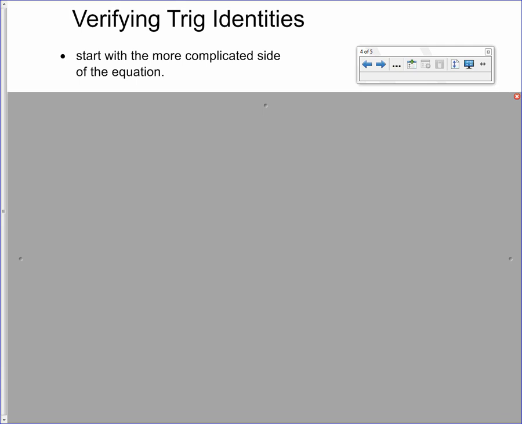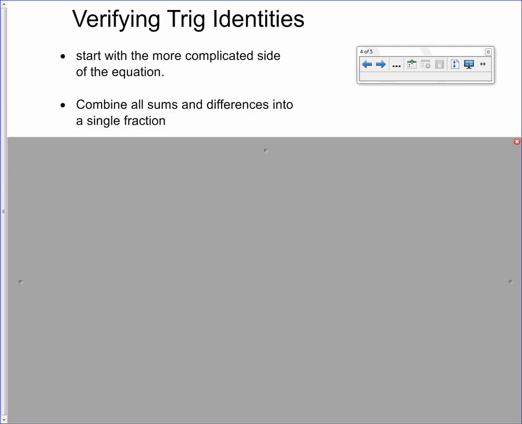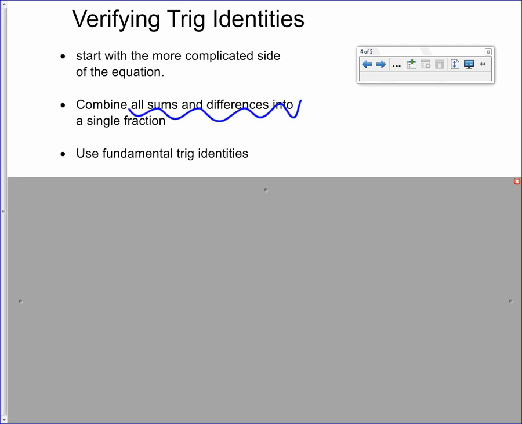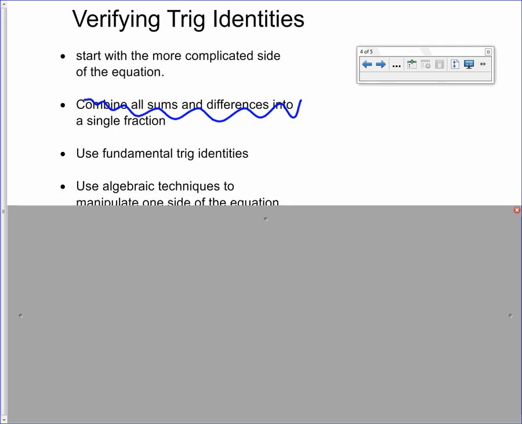When you're verifying, there are two sides to the equation. One of them is probably more complicated than the other, so it's a good idea to start with the more complicated side of the equation. You are going to use your fundamental trig identities. Don't worry about sum and differences; we're not going to use that. Use your fundamental trig identities, those are the ones that you just recorded in your notes.